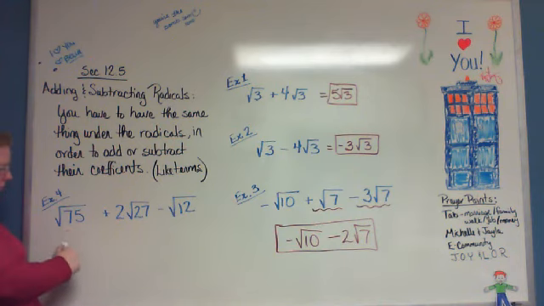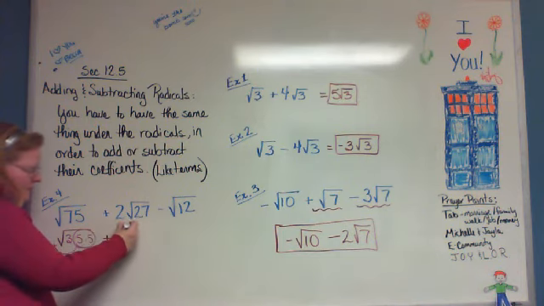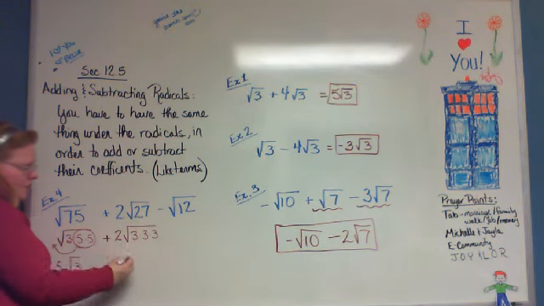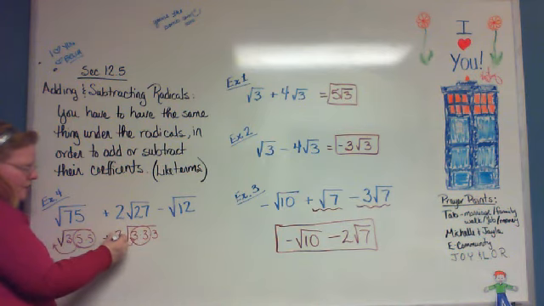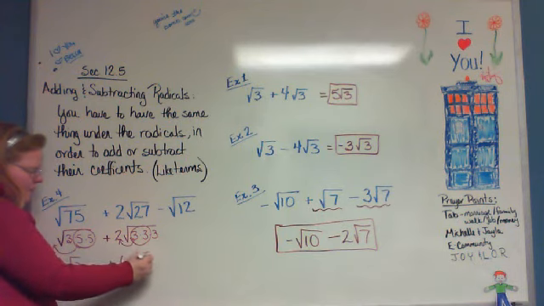But here, this is 3 times 5 times 5. 2 on the inside make 1 on the outside. So that's like 5 square roots of 3. And then here, that's like 3 times 3 times 3. 2 on the inside make 1 on the outside. 2 times 3 is 6 square roots of 3.